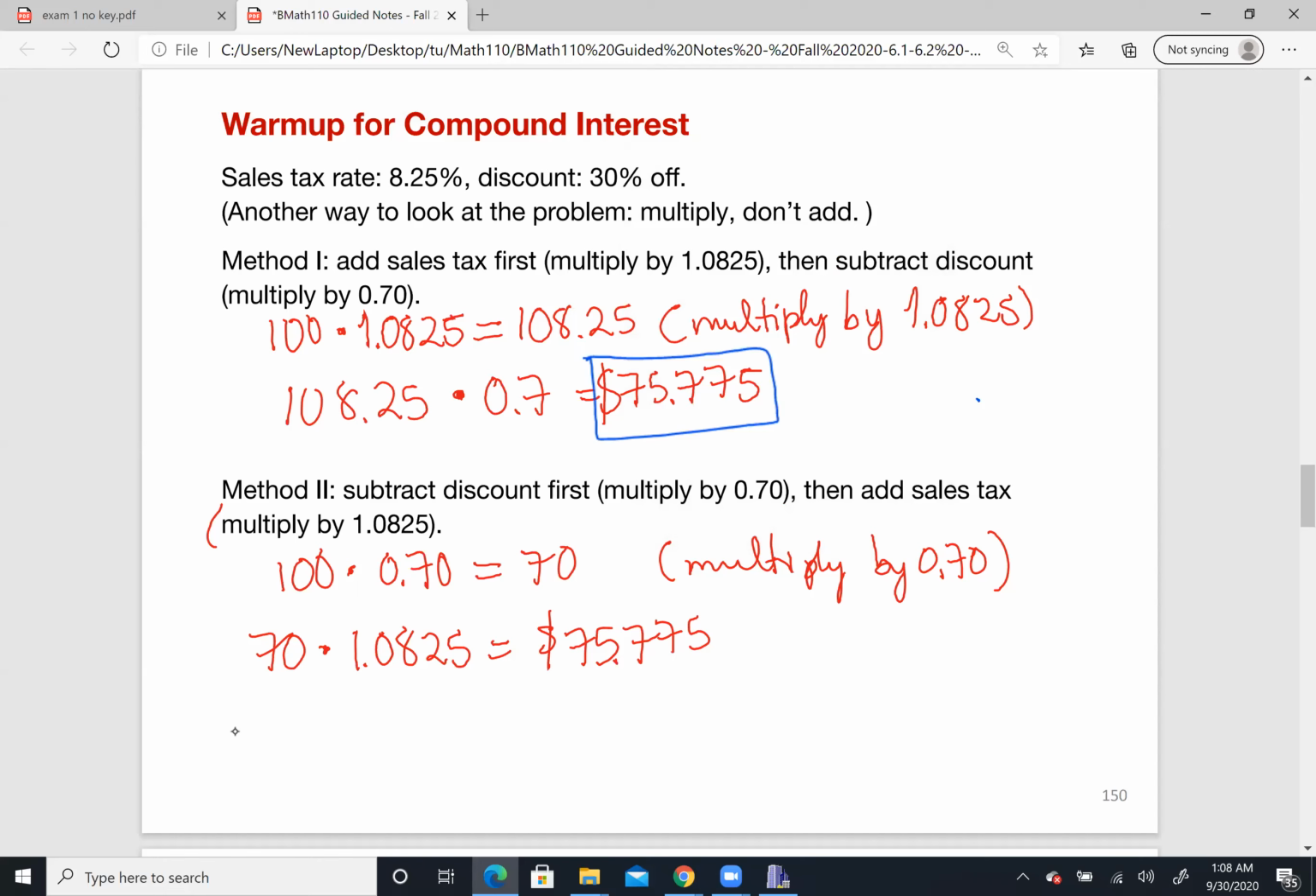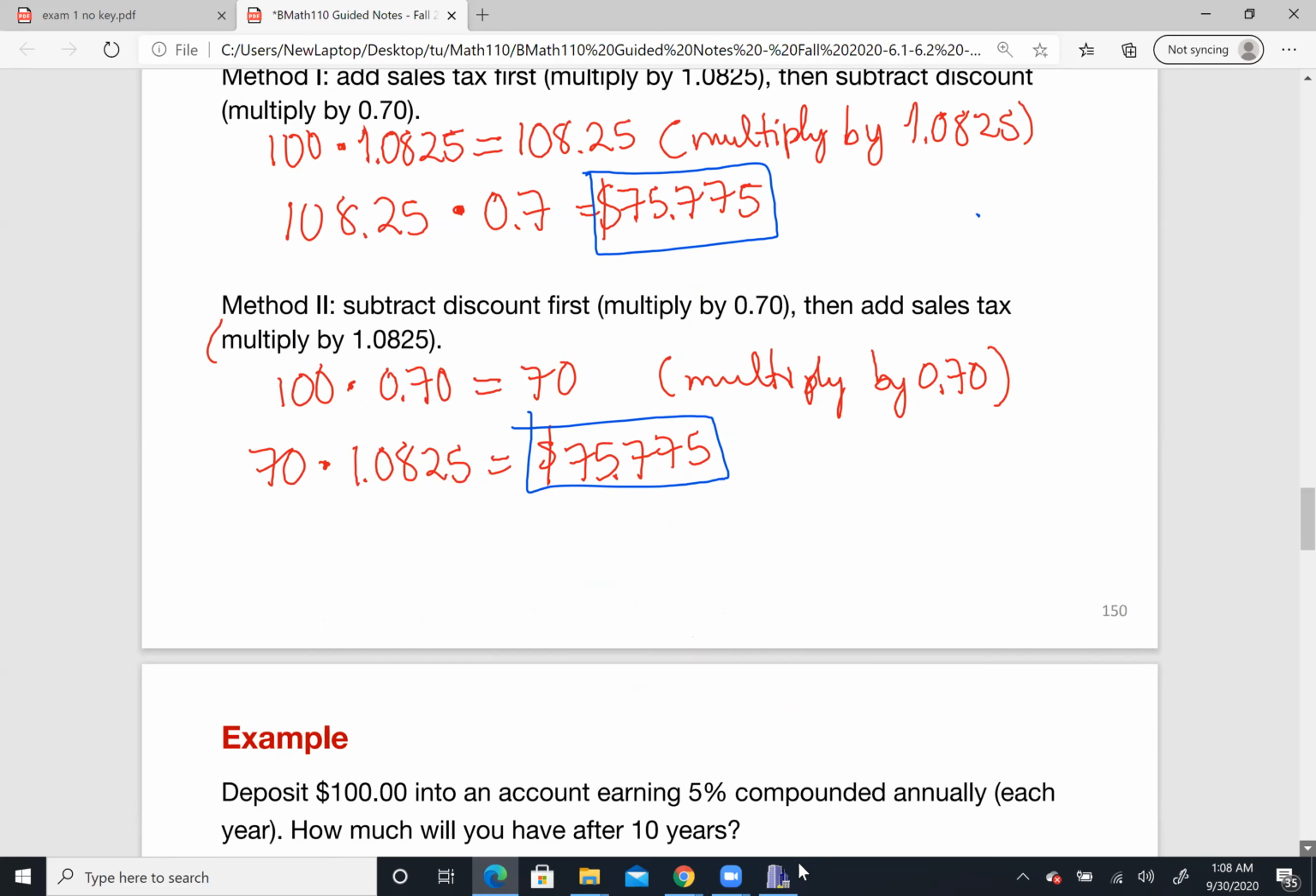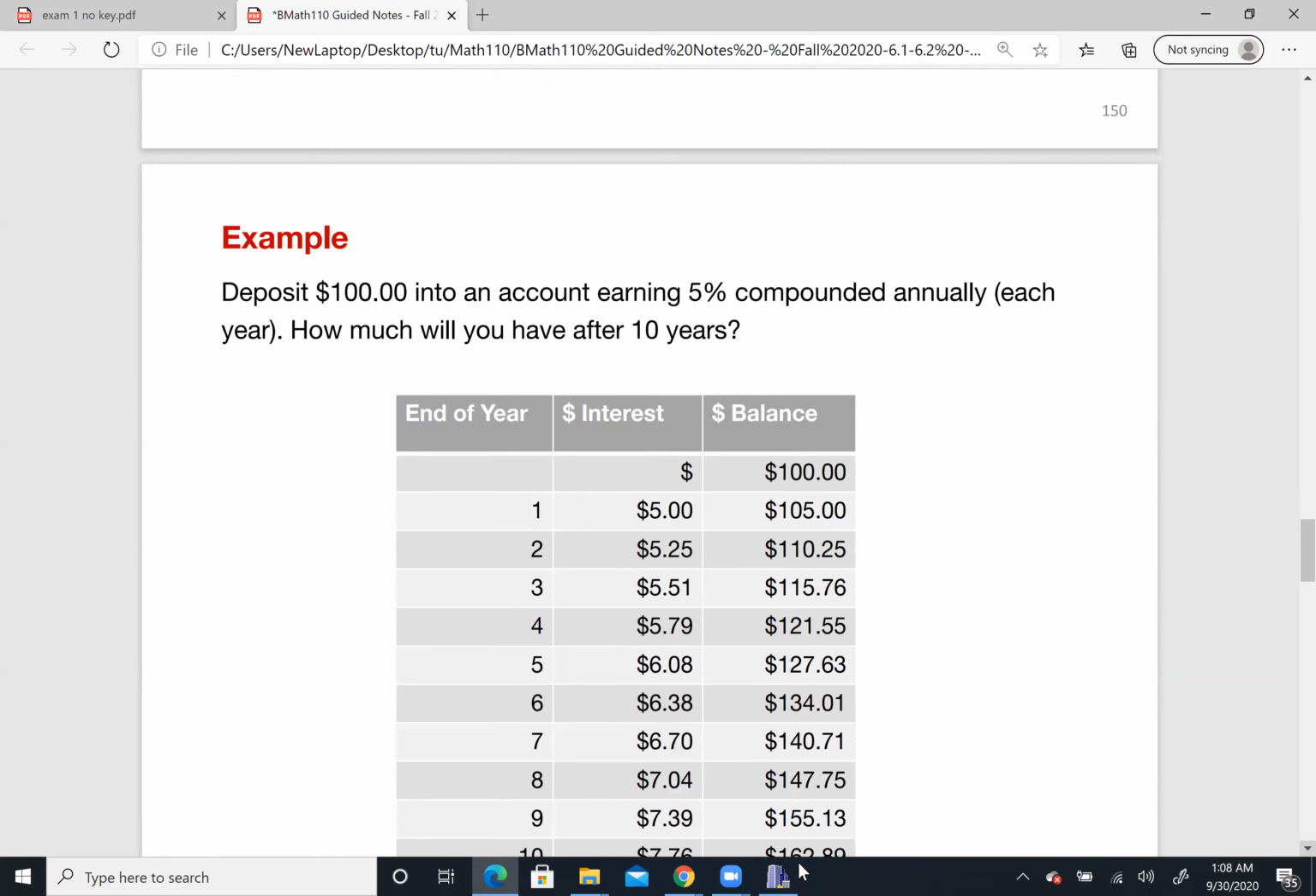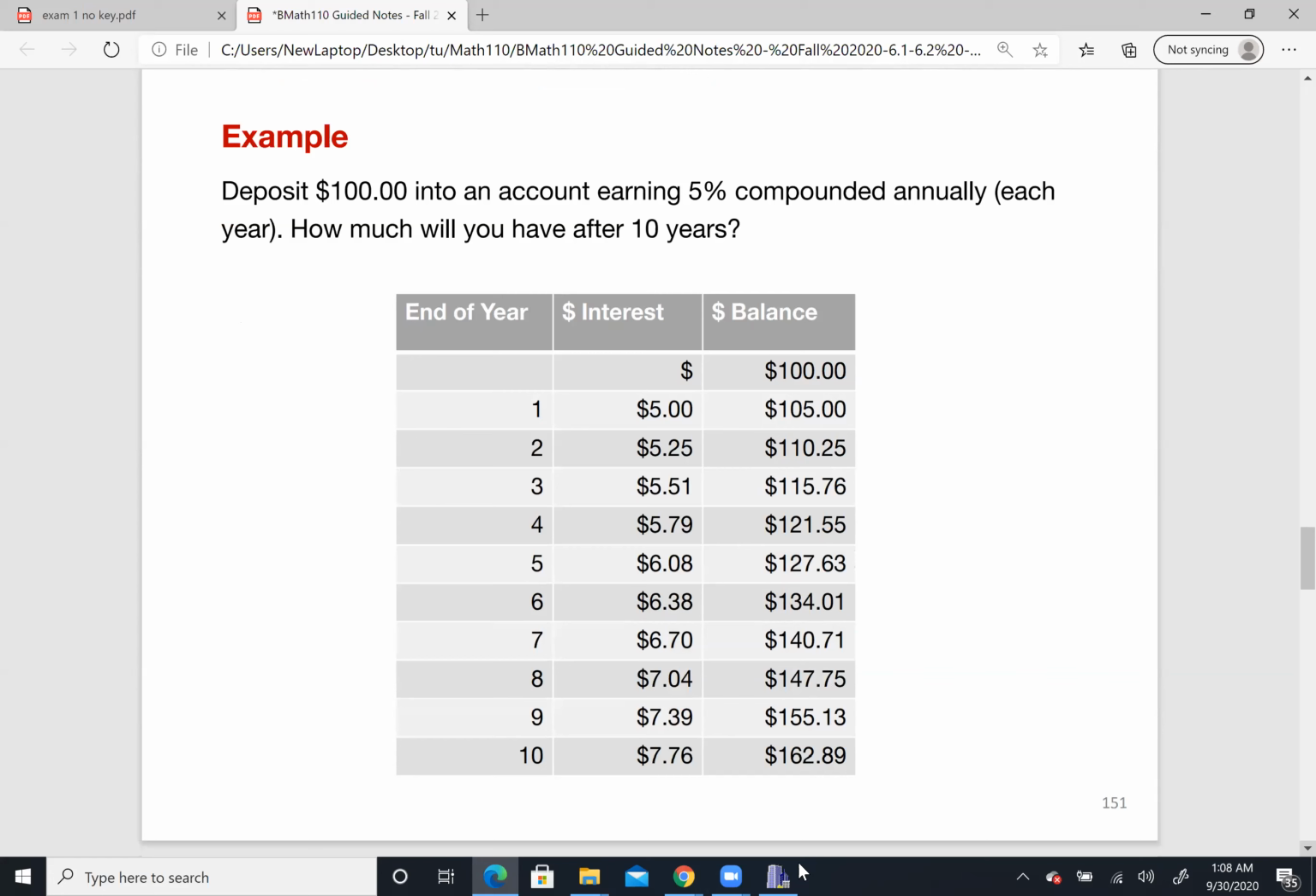So both answers have the same value. For now, we don't have to worry whether the seller subtracts the discount first, or does it later after the tax. It doesn't matter, right? Okay, so let's move down. Now another example.